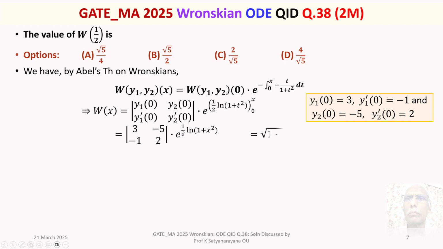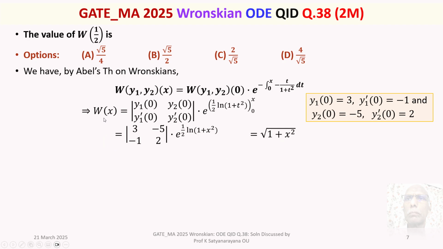When evaluated between the limits 0 to x, e to the power of it is 1 by 2 ln of 1 plus x square for the upper limit. For the lower limit, ln of 1 will be 0. So e to the power of 1 by 2 ln of 1 plus x square is under the square root of 1 plus x square. And the value of this determinant when evaluated is 3 twos are 6 minus 5, that is 1.